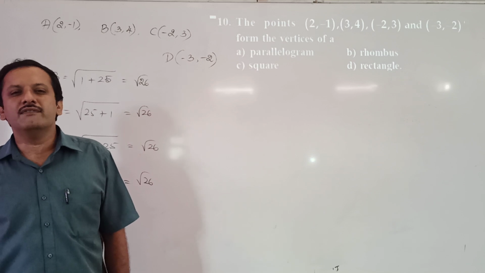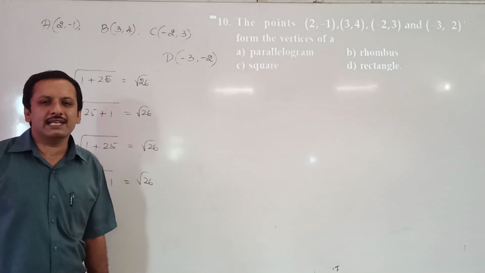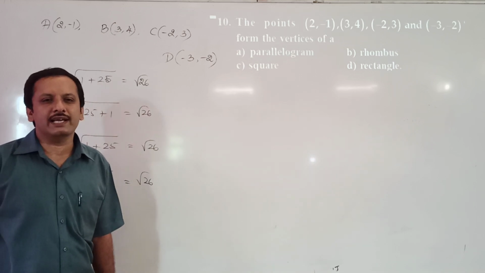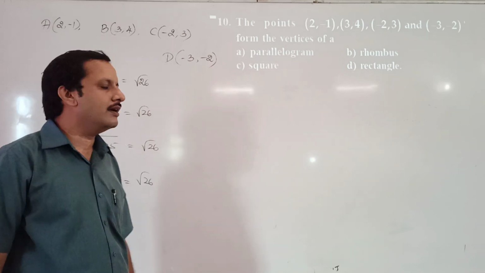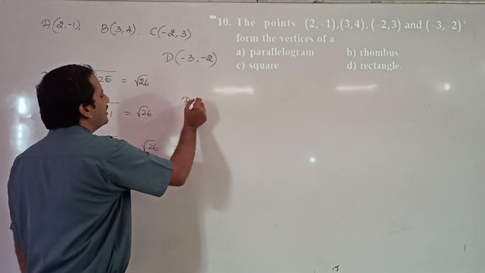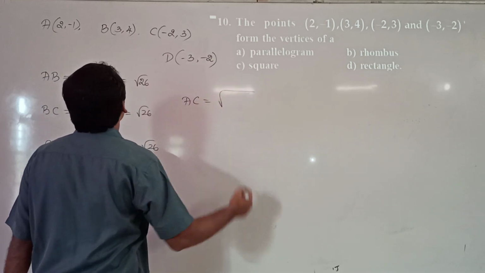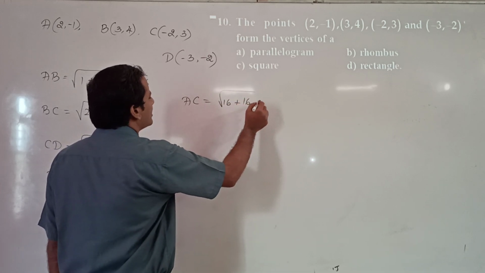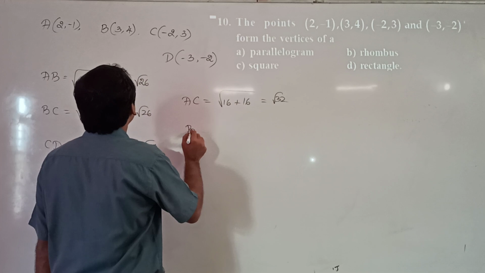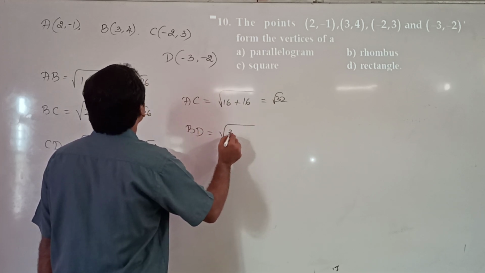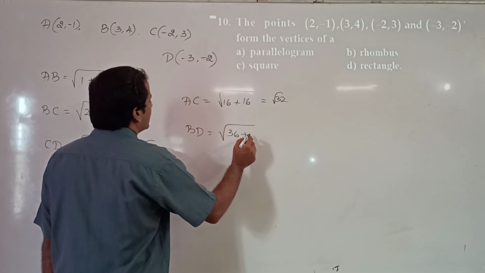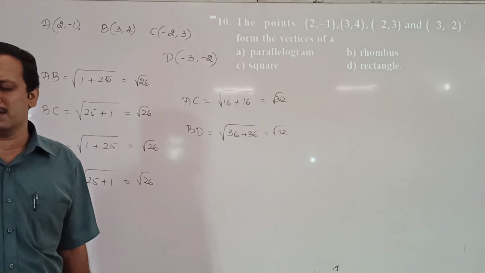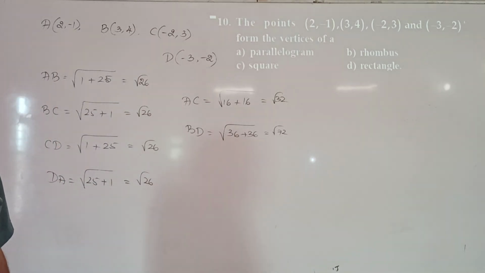So, how to verify? We shall find out the diagonals. If the diagonals are also equal, then we can say that they form a square. If the diagonals are not equal, then they form a rhombus. Okay. So, I will find the length of the diagonals. AC is equal to minus 2 minus 2, minus 4 whole square, that is 16, plus 3 plus 1, 4 whole square, 16, root 32. Then BD is equal to minus 6 whole square, 36, plus 36, root 72. Diagonals are not equal, hence these are the vertices of a rhombus.